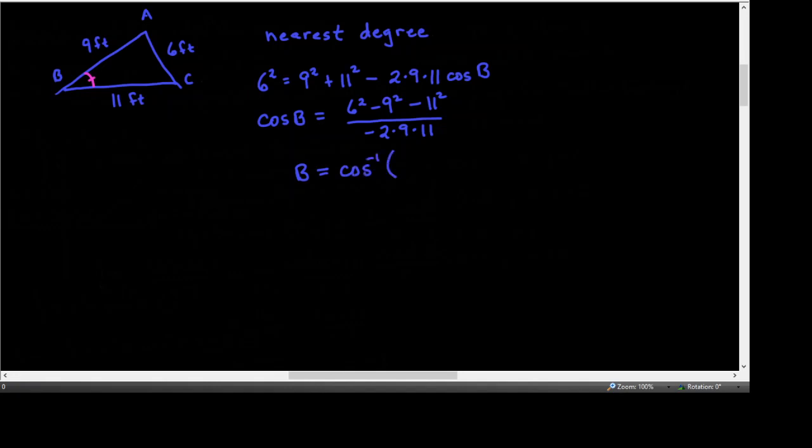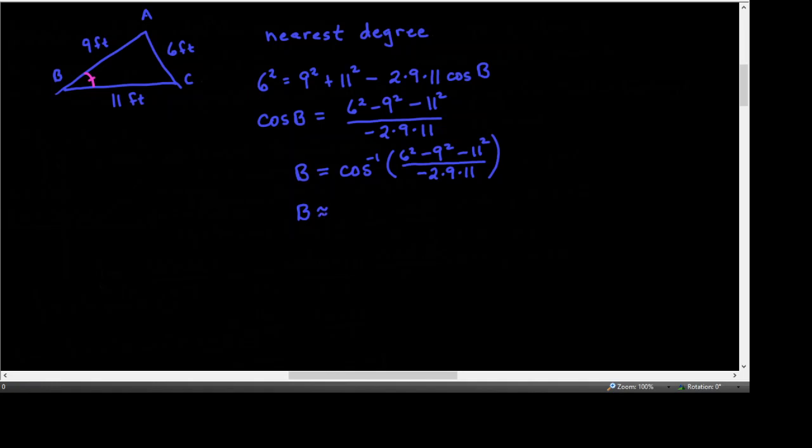And quite honestly, some of these numbers are really easy. So when I'm typing this in, I'll probably type 36 minus 81 minus 121, not what I see, but what I can do in my head, divided by negative 2 times 9 times 11. And if you don't feel like you want to do that arithmetic in your head, don't. Type what you see. Except, remember, you will have to have the parentheses to protect the numerator and the parentheses to protect the denominator. And if you're not getting the right answer, that's usually what people are doing wrong.